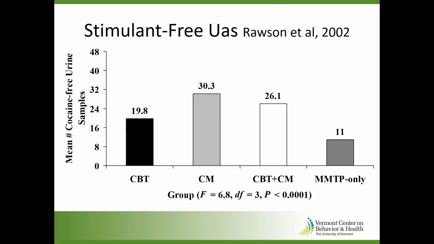This gives you a picture of the results. The methadone maintenance group gave 11 drug-free samples out of 48 potential. The CBT group gave about 20 samples. And the 2 contingency management groups, significantly more. Basically replicating the earlier study, only showing that the contingency management with patients on methadone really could work quite well.